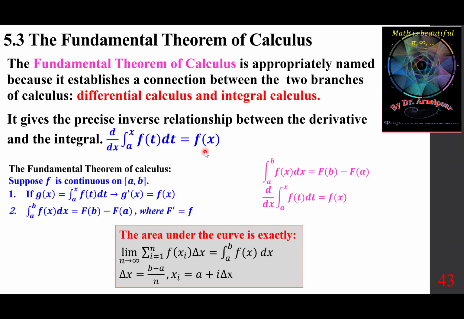So FTC has two parts. Suppose f is continuous on the interval a to b. If g of x equals the integral from a to x of f of t dt, then g prime of x is f of x. Now, this one, we could write it in this fashion: d dx of the integral from a to x of f of t dt is f of x. That's the same. The second one is called the evaluation theorem, for the definite integral, and it's a number. The integral from a to b of f of x dx is capital F of b minus capital F of a, where capital F prime is lowercase f, and that is what we have here, of course.